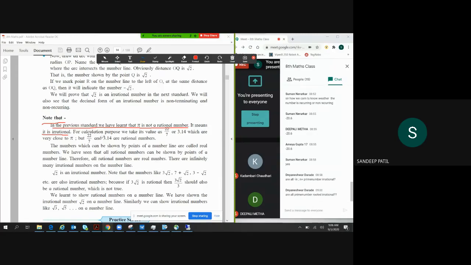For calculation purposes, generally 22 by 7 is taken, and generally we take 3.14. It is very close to the value of pi. But 22 by 7 and 3.14 are rational numbers. So if we consider 22 by 7 only or 3.14, these are rational numbers.